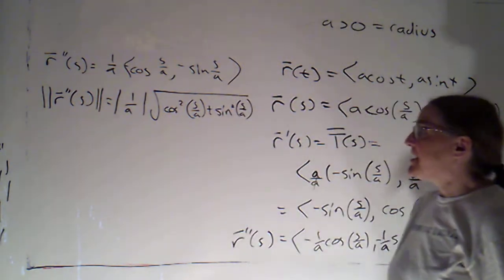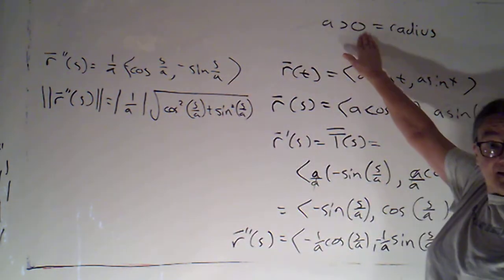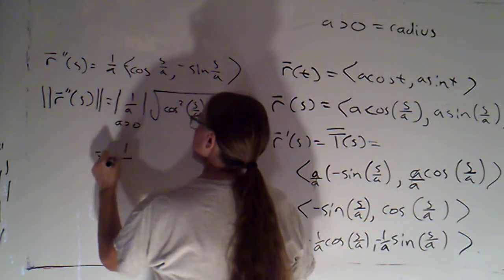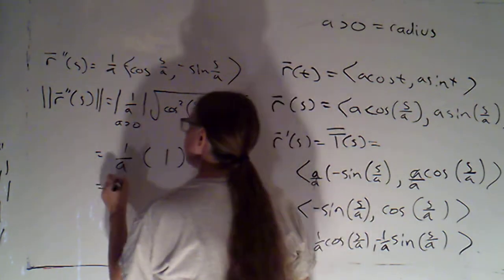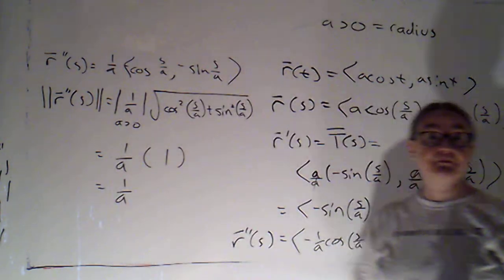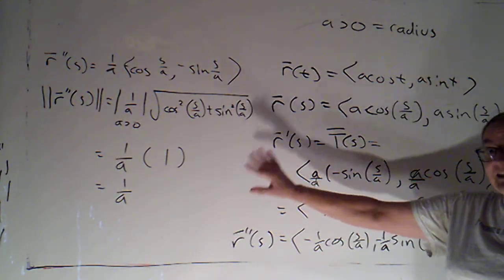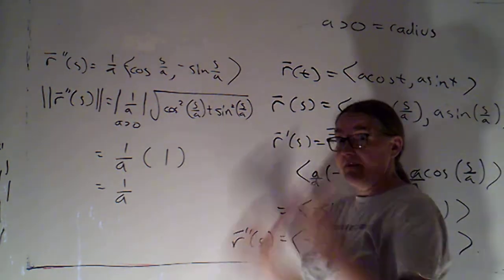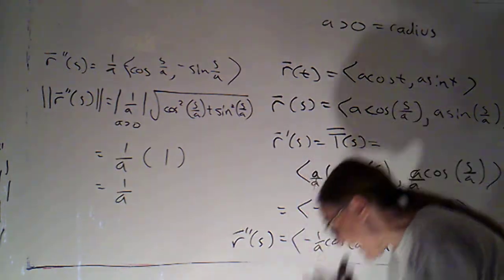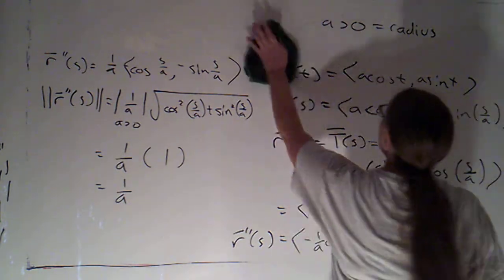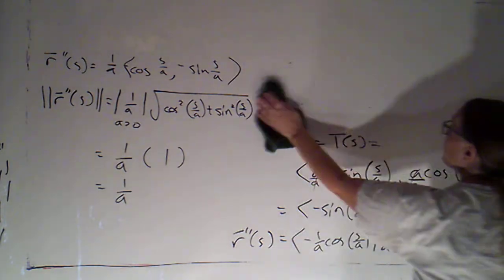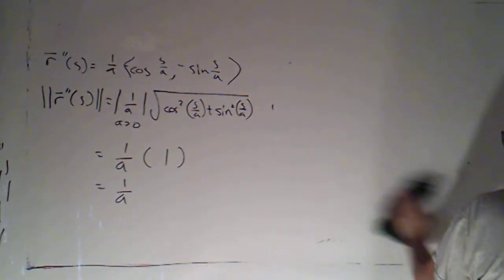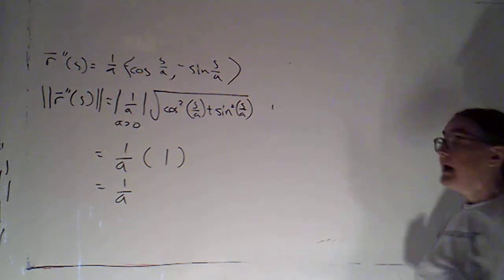Now, because a was positive, because it was our radius, I can say that's just 1 over a times 1. That's 1 over a. So we did get that it's constant because that doesn't have any s's in it. So it's not, this is what I get at this s value and I get that at a different s value. No matter where we are on the circle, the curvature is 1 over a, or 1 over the radius.